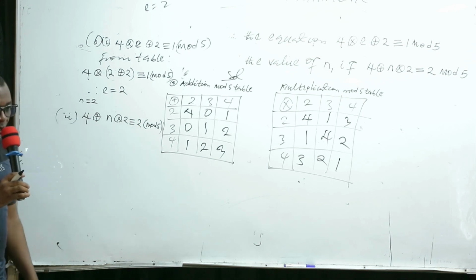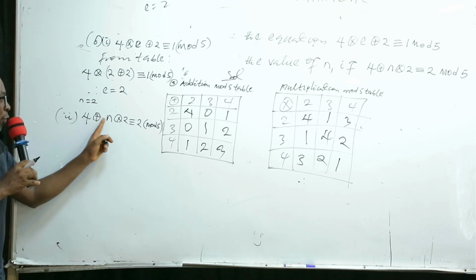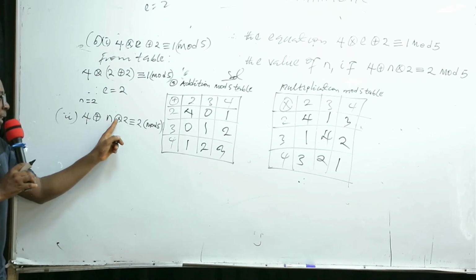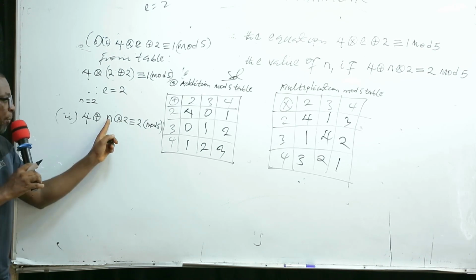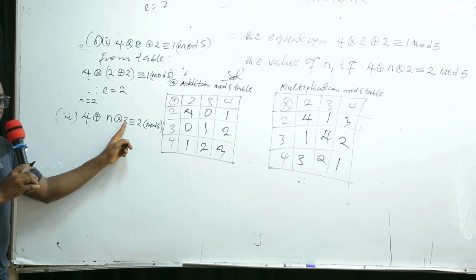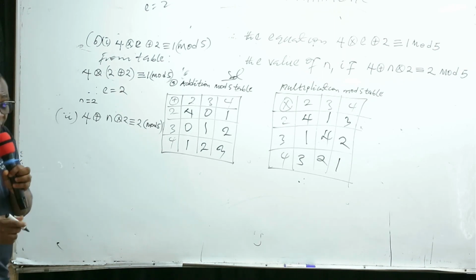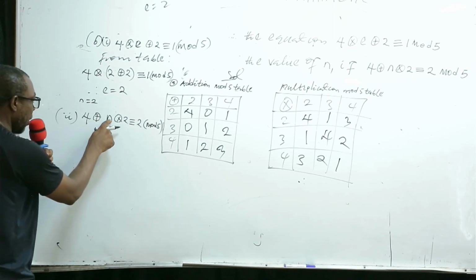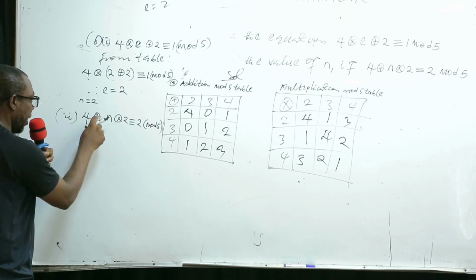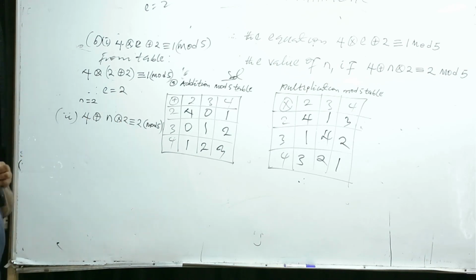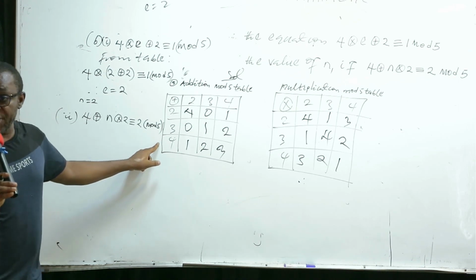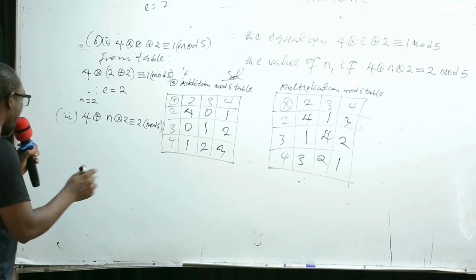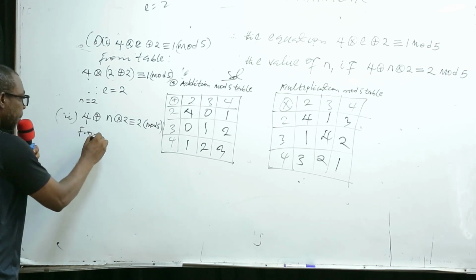What is the last one? Let's go. 4 plus 4. 3 times 2. 1. Does it satisfy? Let's go multiplication first. 4 times 2. 3. Is it 3? If it is 3, we have gotten 3 here. 3 plus 4. Is 2. Does it satisfy?